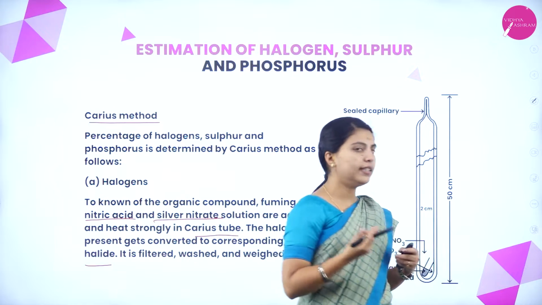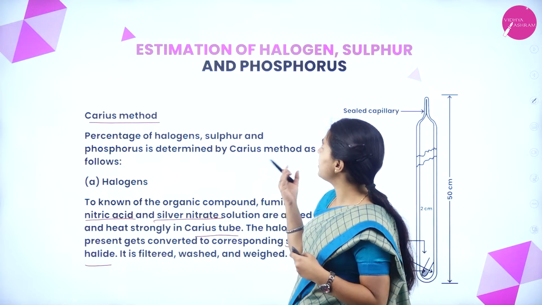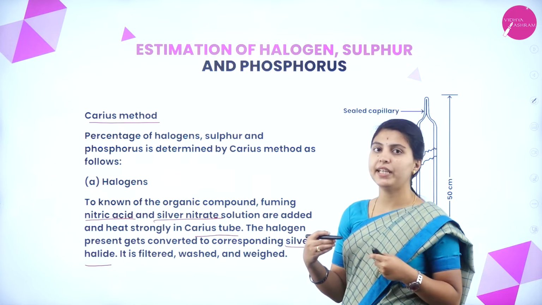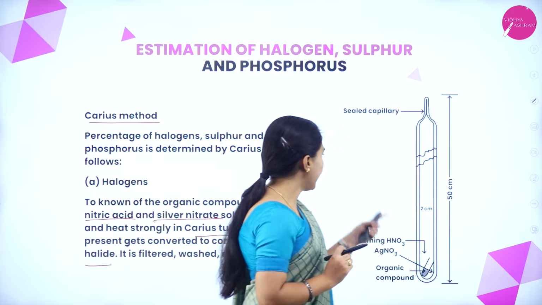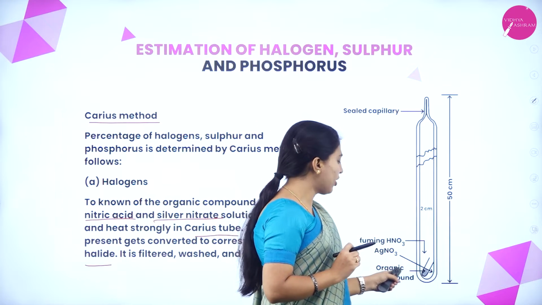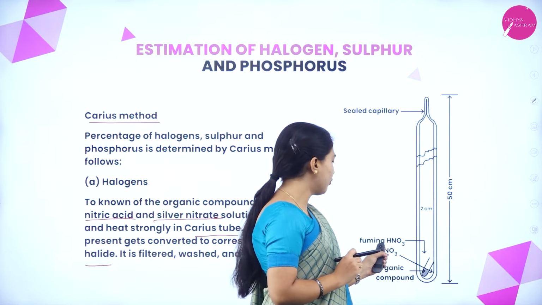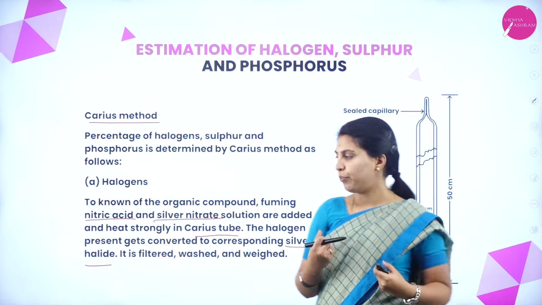All three kinds of elements, like halogens, phosphorus and sulfur, will be estimated by the Carius method using a Carius tube. This is the Carius tube. Inside that, the organic compound will be present. For that, fuming nitric acid, that is HNO3, and silver nitrate should be used and heated properly.